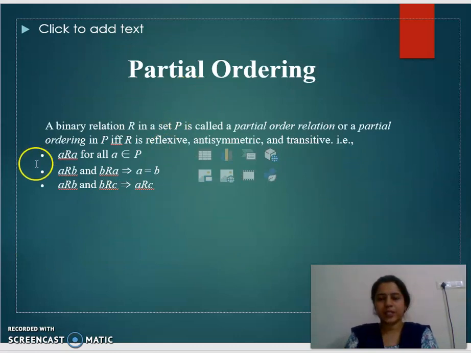The next type of relation is partial order. A relation is a partial order relation if it satisfies reflexive, antisymmetric and transitive properties. It's not symmetric or asymmetric, it is antisymmetric. So a relation is partial order if it satisfies reflexive, antisymmetric and transitive properties.